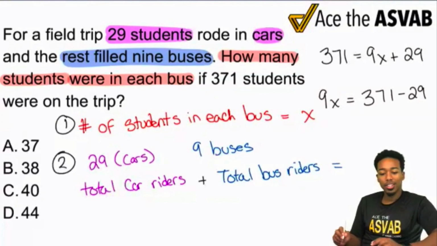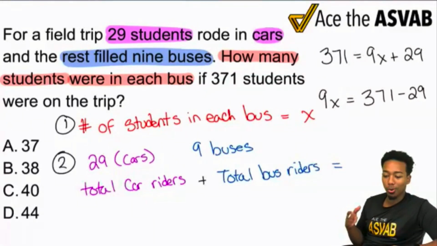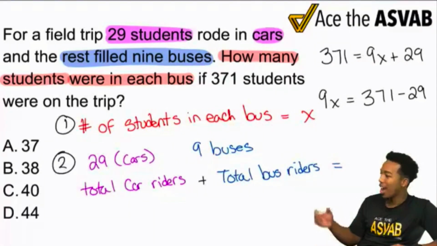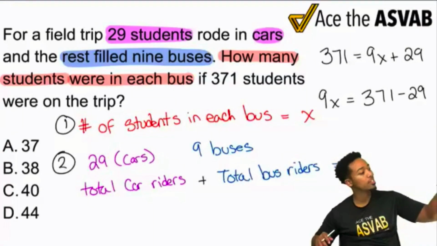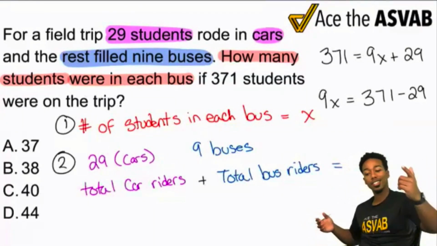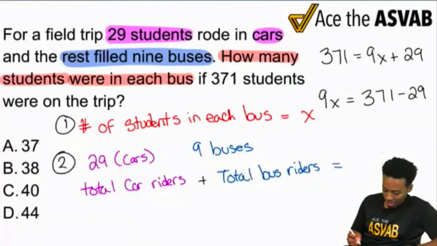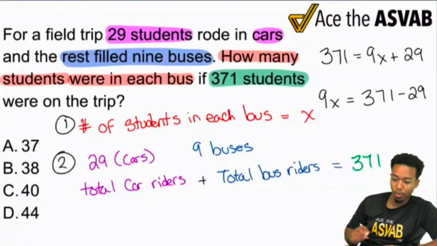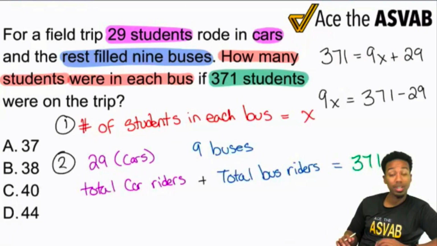So the total car riders plus the total bus riders is supposed to equal what, everybody? If you add up all the kids that took cars, all the kids that took buses, it's supposed to equal what? 371, exactly. It's supposed to equal 371 students. Boom, right there. 371 total students.